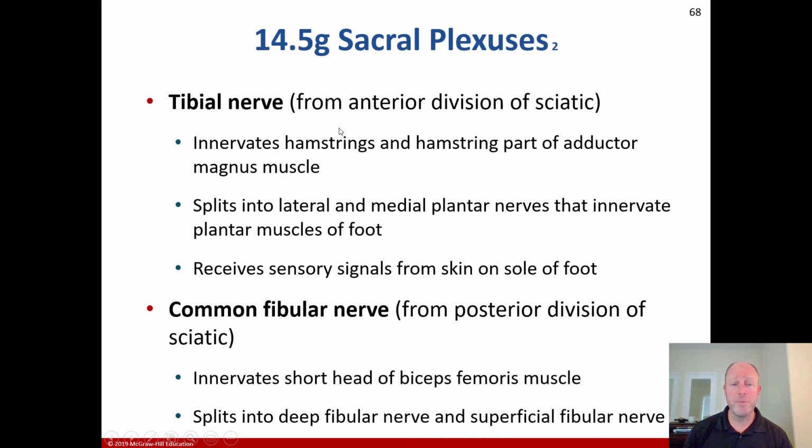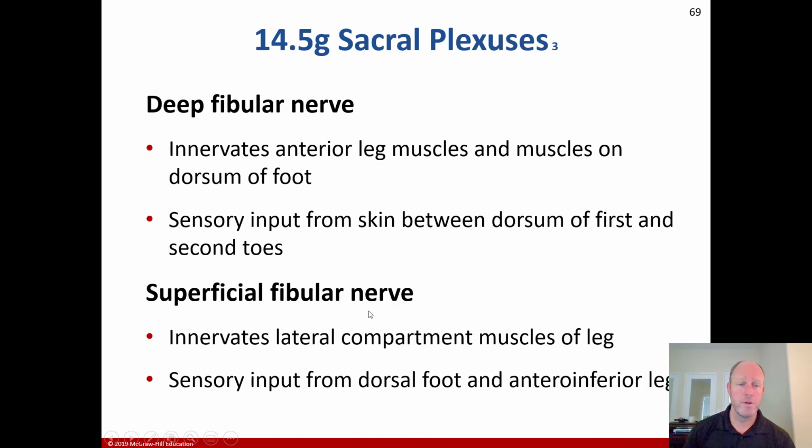And you have our tibial nerve for the anterior division of the sciatic. It innervates the hamstrings and the hamstring part of the adductor magnus muscle. It splits into the lateral and medial plantar nerves that innervate the plantar muscles of the foot, and it receives sensory signals from the skin on the sole of the foot. And then the common fibular nerve innervates the short head of the biceps femoris muscle, and splits into deep fibular nerve and superficial fibular nerves.